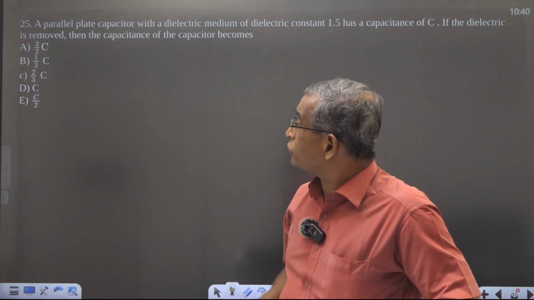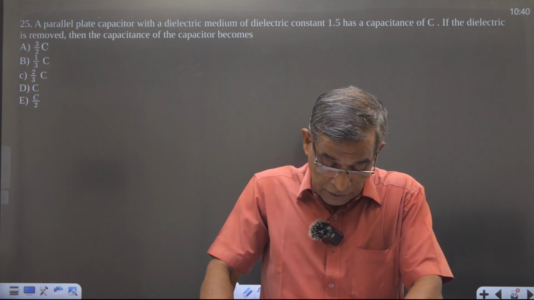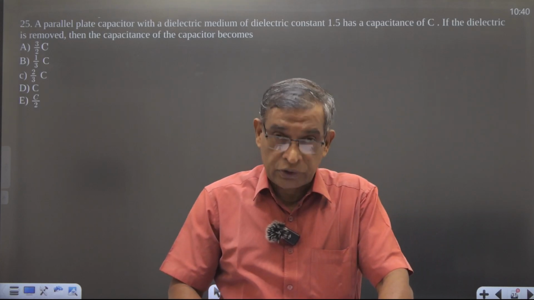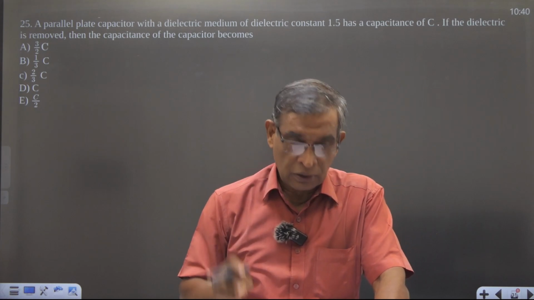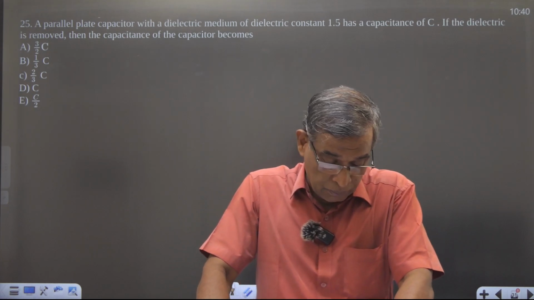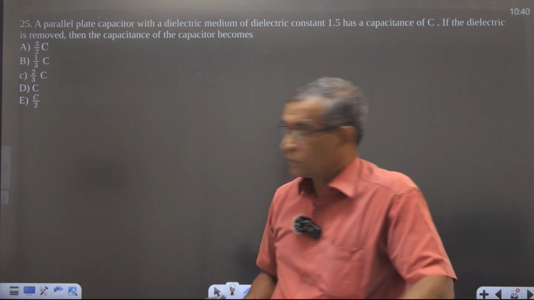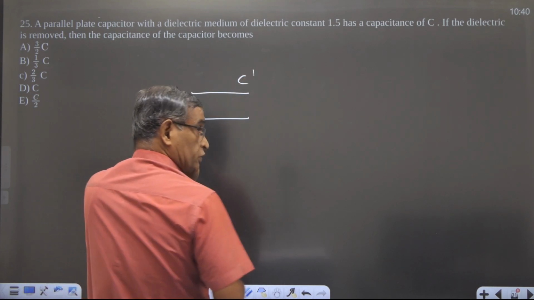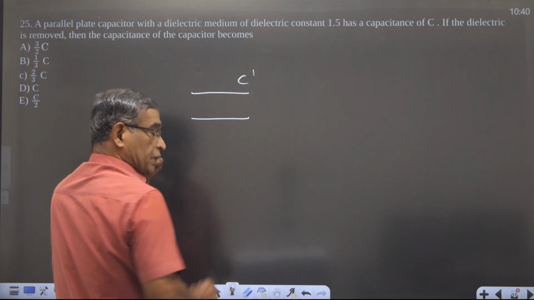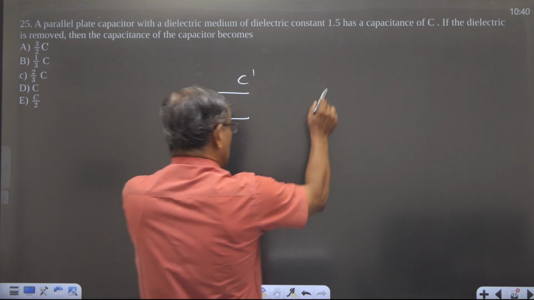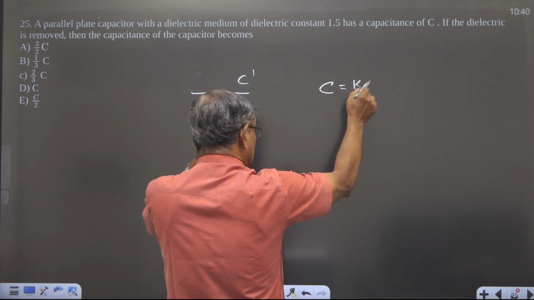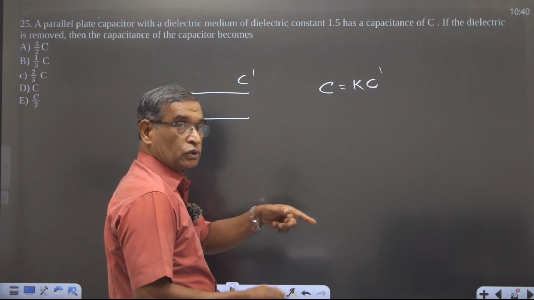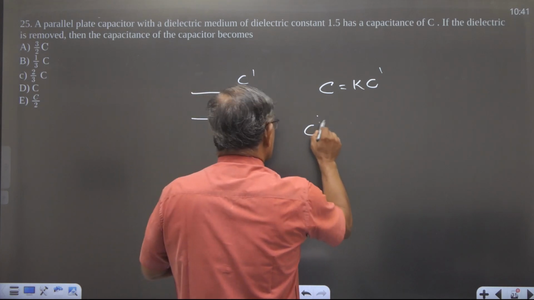A parallel plate capacitor with the dielectric medium of dielectric constant 1.5 has got a capacity C. With the dielectric, capacity is C. If the dielectric is removed, what is the capacitance of the capacitor? Now, let C dash be the capacity of the air core capacitor, which is unknown. When it is filled with the dielectric, its capacity becomes C, and C is equal to dielectric constant times the air core capacitance. Now, C is equal to K into C dash. The question is, what is C dash? Now, C dash is equal to C by K.